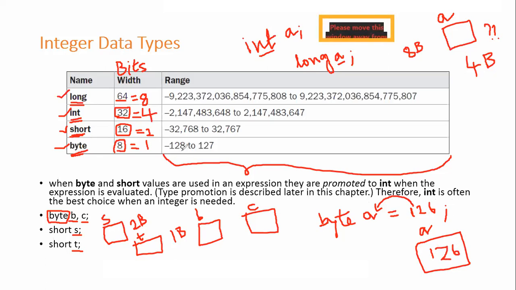So here the range says these are the possible values a byte can hold. That is, it begins from minus 128 and goes up to 127. Now you see that 126 is a number which falls in this range. That is, 126 falls in the range from minus 128 to 127. Therefore, I can store 126 in a variable called a. Not only 126, suppose I want to store minus 126.